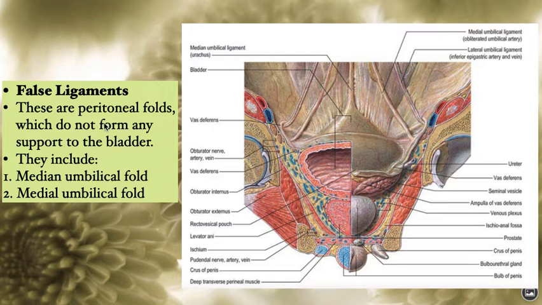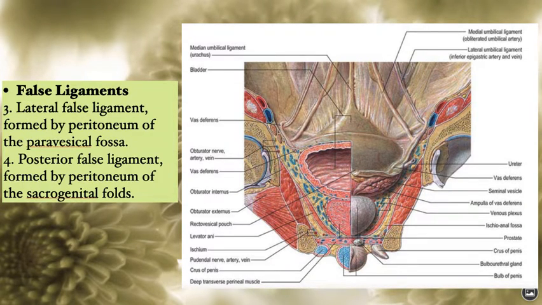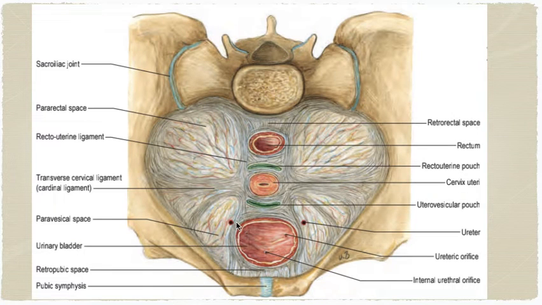Coming to the false ligaments, they are nothing but peritoneal folds which are not forming a very substantial amount of support of the bladder. They include the median umbilical fold in the middle, and then we have the medial umbilical fold, that is the obliterated umbilical artery. We also have the lateral false ligament formed by the peritoneum of the paravesical fossae, and the posterior false ligament formed by the peritoneum of the sacrogenital fold. Okay, this is the paravesical fossae, right?